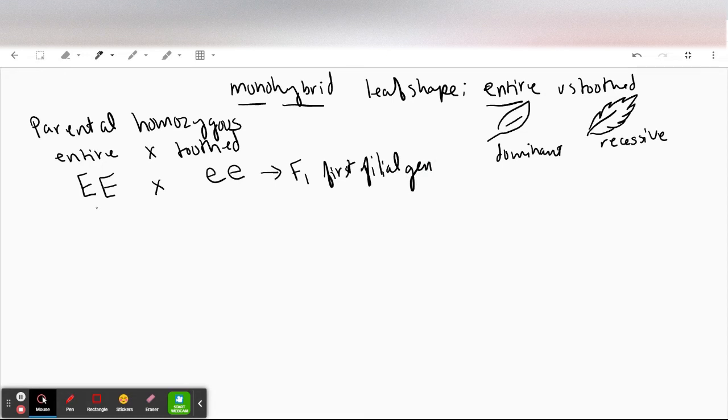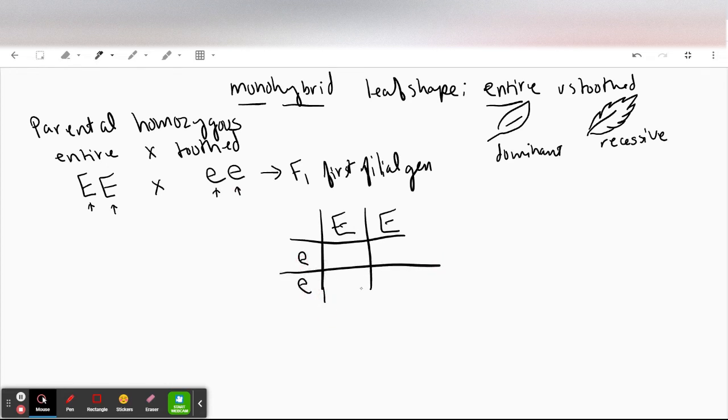Okay, so to set up our Punnett square, we need to figure out what our gametes are. This parent has either a big E or a big E to donate, and let's say that that will be our sperm parent. And then our other parent, which I'll put on the other side of our Punnett square, has a little e or a little e to donate in the eggs.